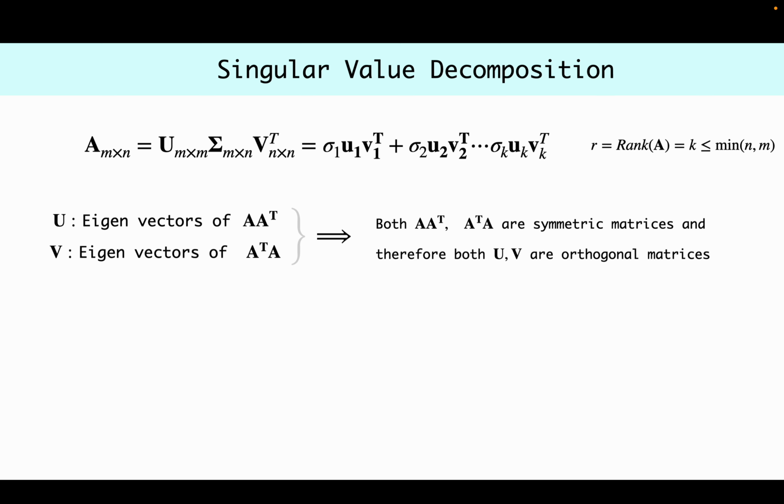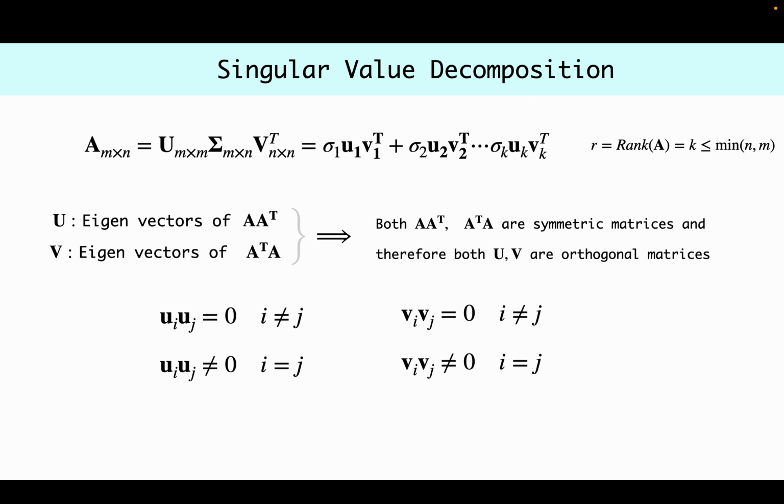Both A A transpose and A transpose A are symmetric matrices, and we can choose orthogonal eigenvectors for both these matrices. So U and V are actually orthogonal matrices which contain orthonormal eigenvectors. Since they are orthogonal, we have these beautiful properties where when we multiply any two orthogonal vectors, you get 0, and when you multiply with the same vector you get non-zero. These properties will help us to actually compute V from U and U from V.